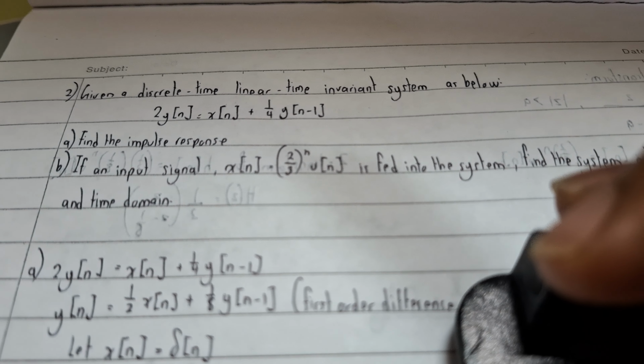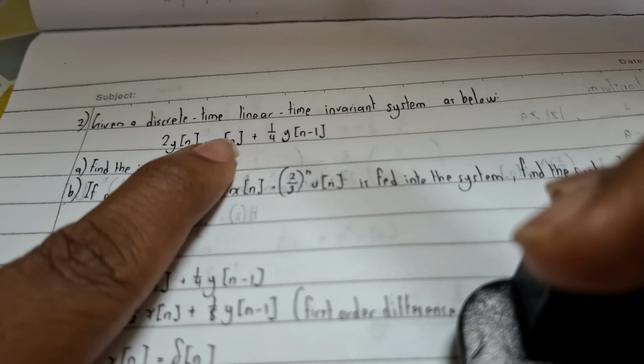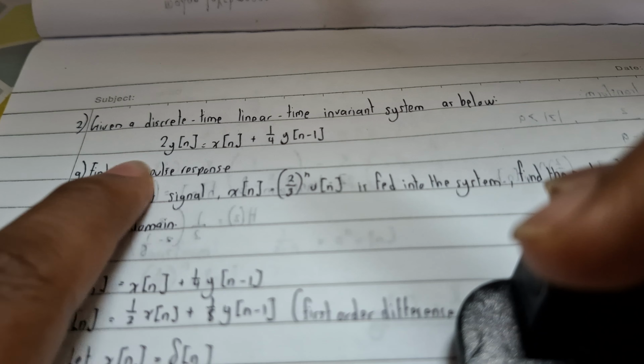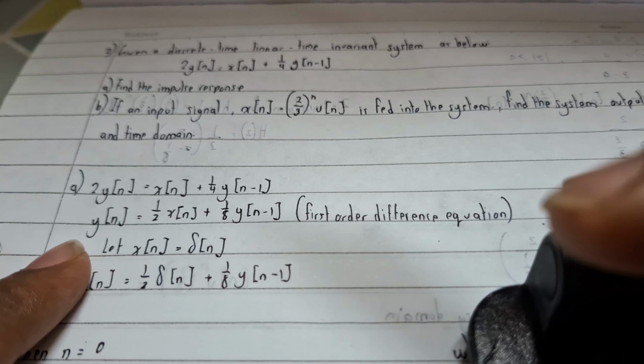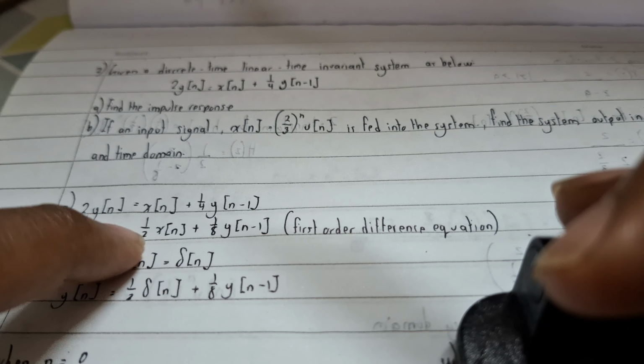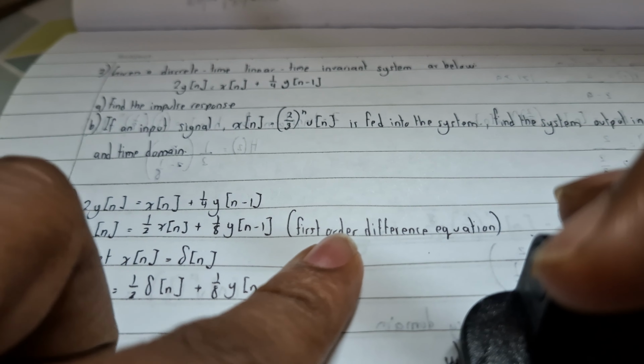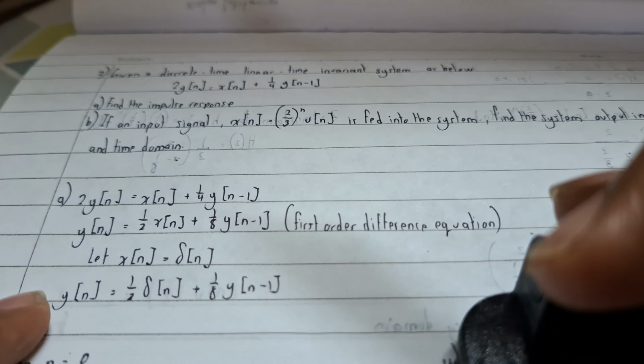So now for question number 2, given a discrete time invariant system below, the first question is to find the impulse response. To find the impulse response, I'm going to normalize y[n] into its general form, whereby y[n] equals half x[n] plus 1/8 y[n-1]. This is known as the first order difference equation.